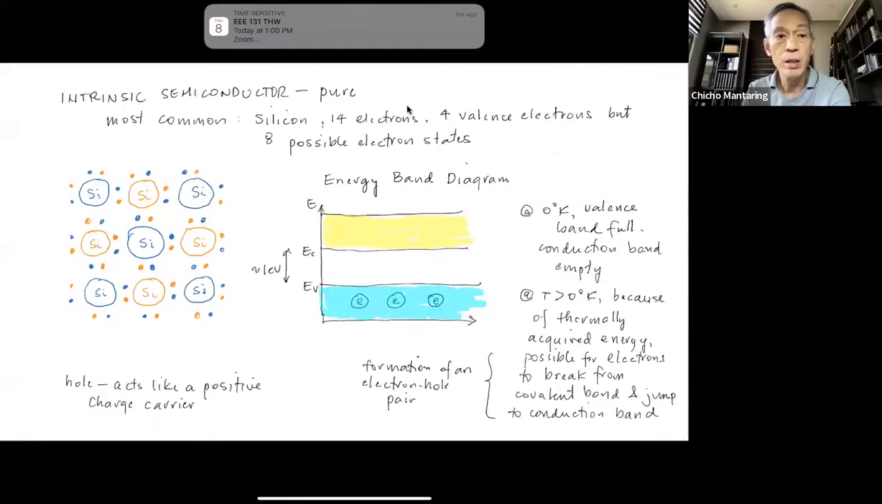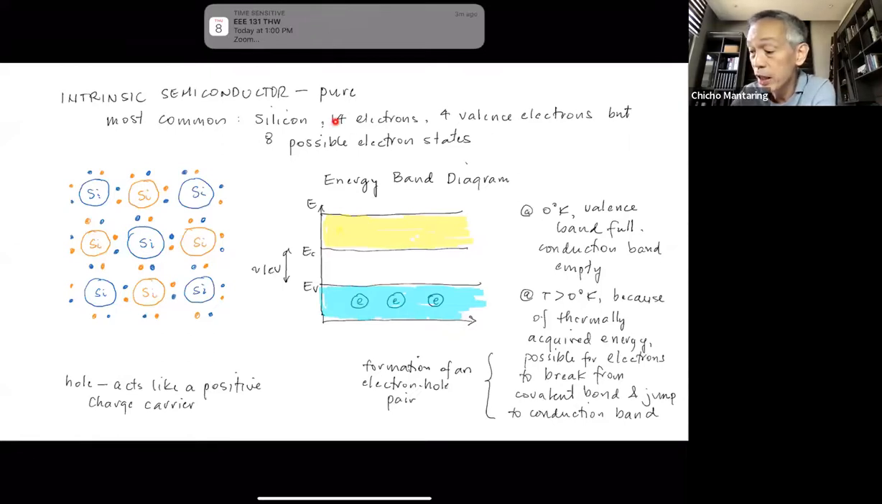So just a short review of what we took up last time. Just spend a few minutes to have this review. Okay. So last time we talked about an intrinsic semiconductor. An intrinsic semiconductor is a pure semiconductor. That means that it's not mixed with any other element. And the most common semiconductor that is used nowadays in electronic devices is silicon.